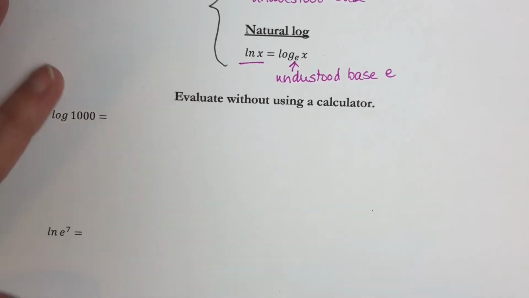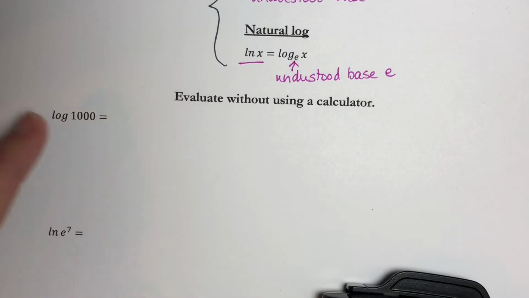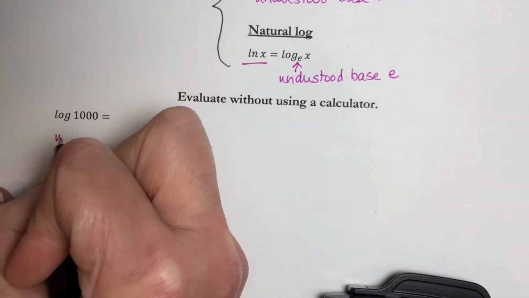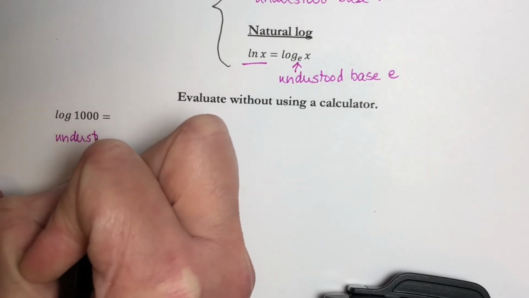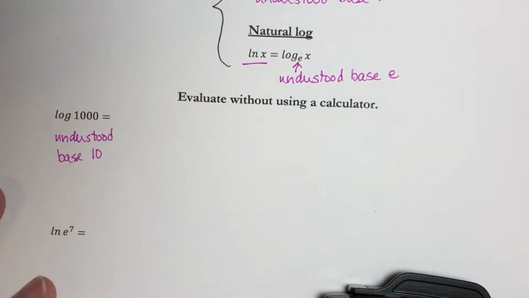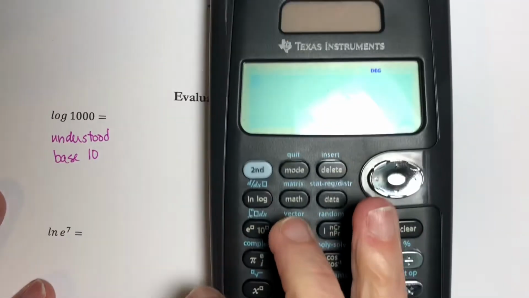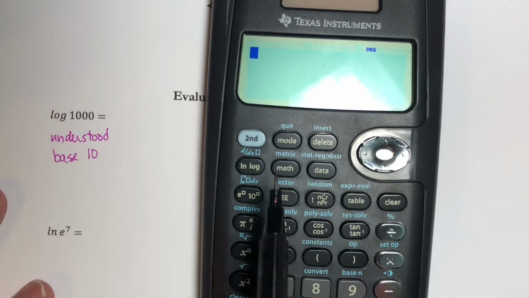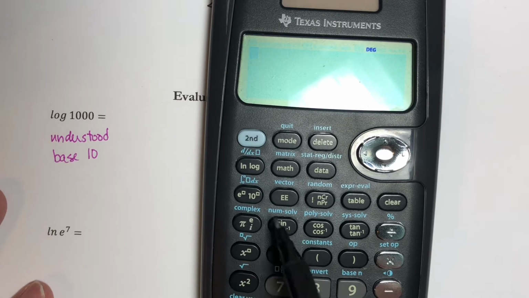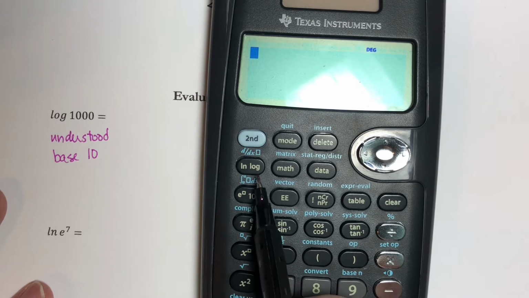So let's do log of 1,000. This is understood. This is a common log. So this is understood base of 10. On this calculator, if you look, we were using the E button in the last section. LN is there above each other, right? So E and LN go together. And then 10 to a power goes with log. So they are connected on here.